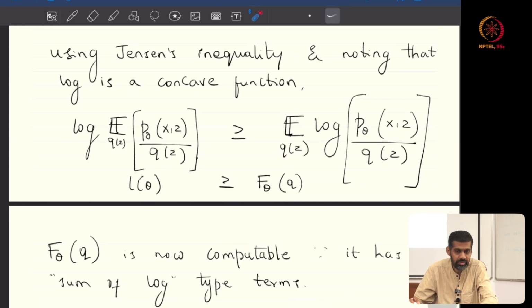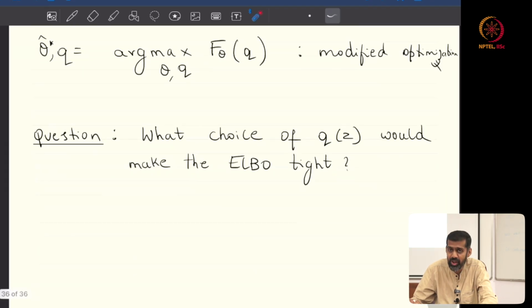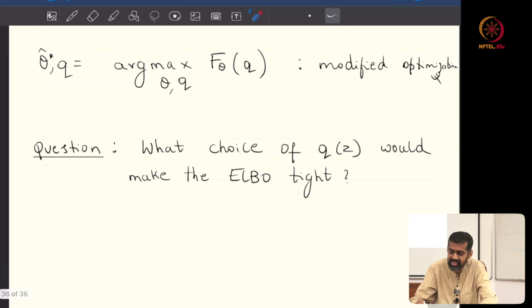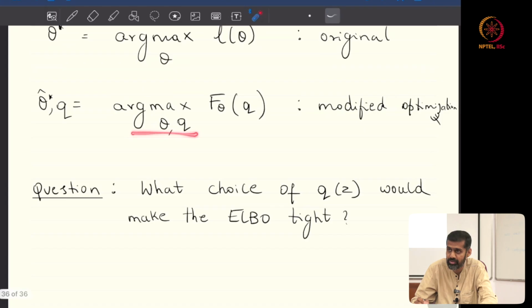spaces. But here thankfully, we will not optimize over Q, but we will ask this question and try to find out what Q would make my bound tight, and not explicitly solve an optimization problem over Q, as we will see now. Is this clear? Okay. So now let us try to answer this question, what choice of QZ would make the elbow tight, in the sense that if I have to solve this optimization problem, then what should be the functional form of Q such that f theta is maximized.